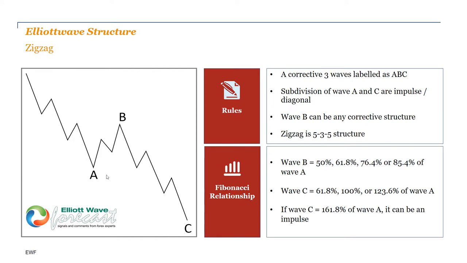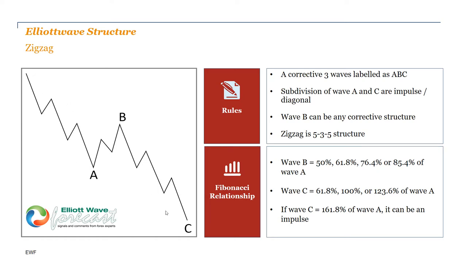The subdivision of wave A is in 5 waves, and then wave B is in 3 waves, and then wave C is in 5 waves. Now these 5 waves here can either be impulsive or diagonal, same thing as the C leg. This can be impulsive or a diagonal. Now impulsive means that the subdivision of this 1, 3, and 5 itself is also in 5 waves. So that is what impulsive means. So this is 5, 3, 5, 3, 5, and this is also 5, 3, 5, 3, 5.